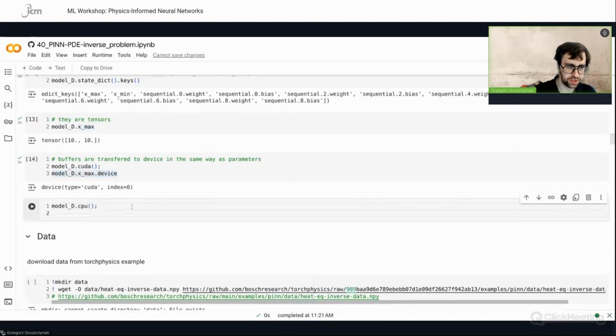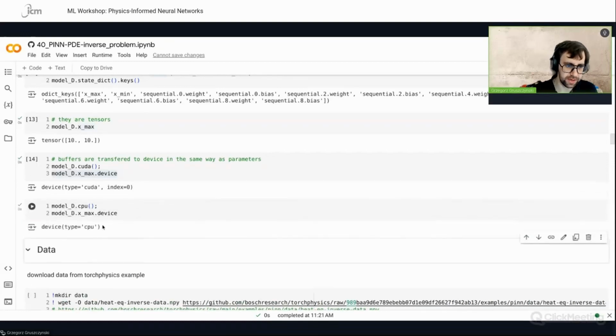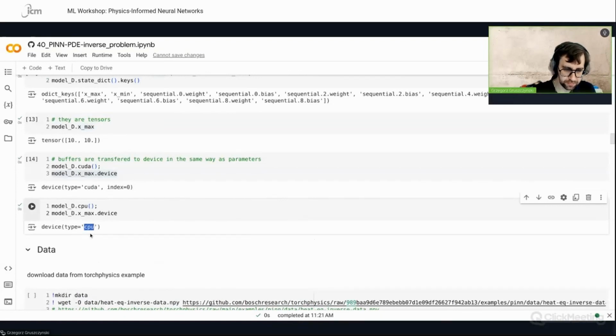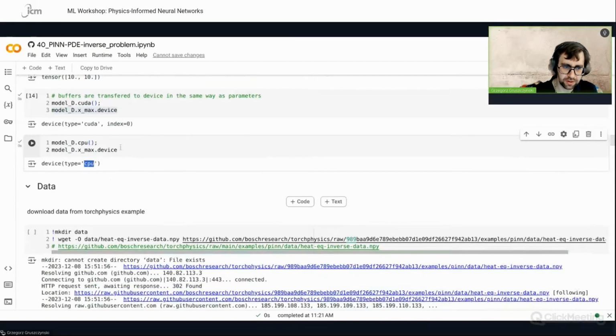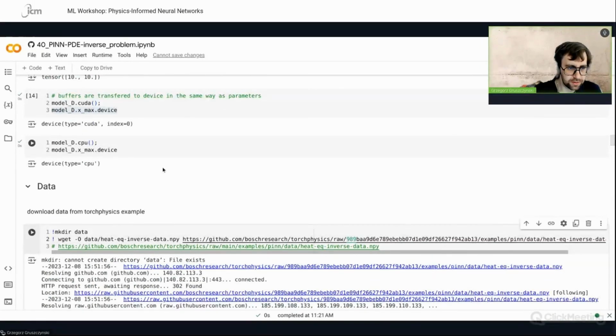Now, if I move the model to the CPU back again, the buffer will implicitly move to CPU as well. So I do not need to write another line of code to move the values of the buffer. They are coming all together with the networks. Good. So we know that the model is working, and now we can download the data for the experiment.